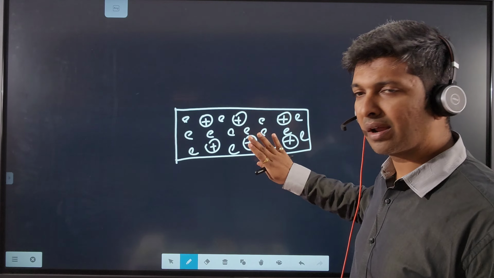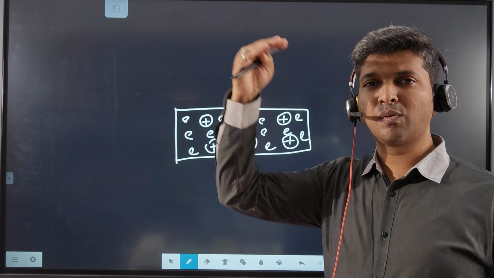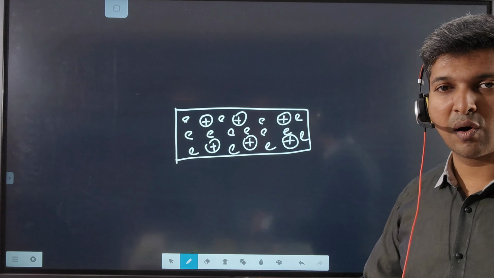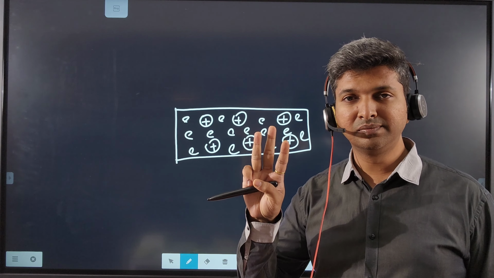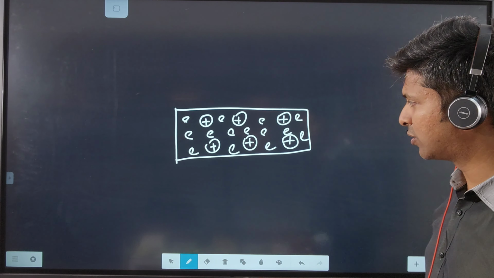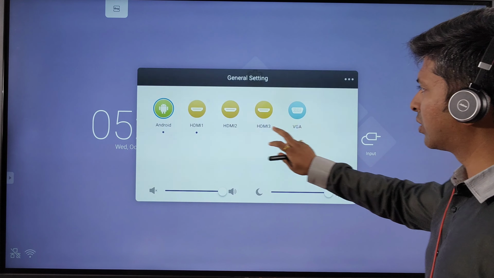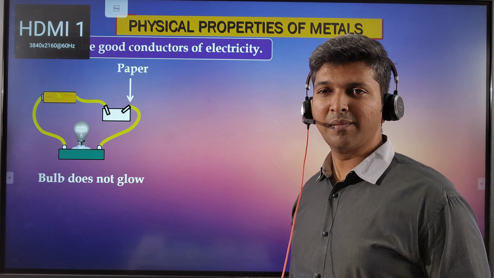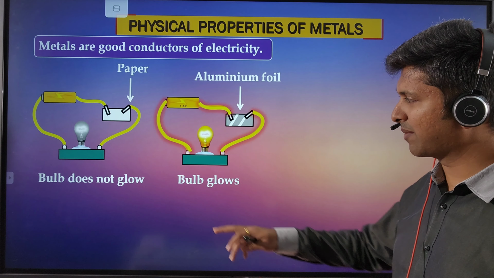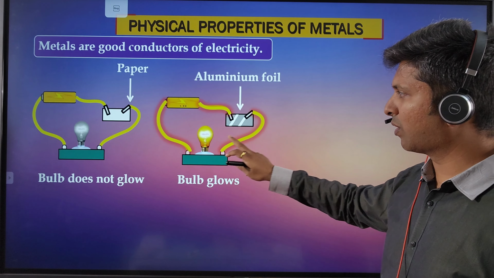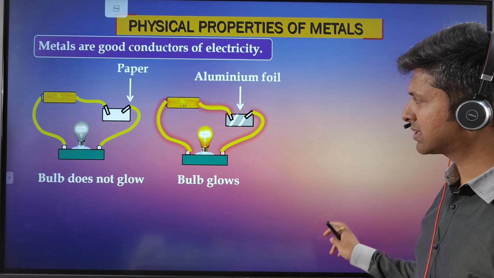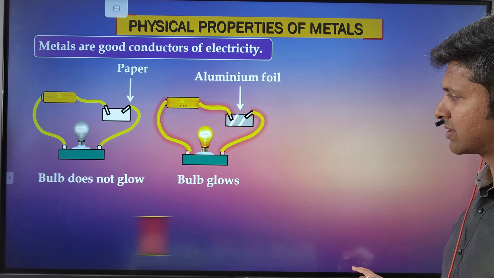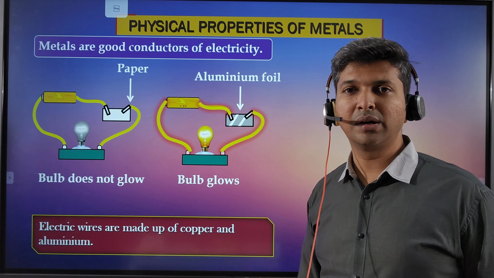And if you rub these metals, they will start shining. These electrons will move to the excited state and they will start shining. So the free electrons are the reason for conduction of heat, conduction of electricity, and luster. Luster is the ability to shine. Coming back to the PPT, the first property is that they are good conductors of electricity. You can see that with paper, the bulb will not glow because paper is a non-metal. Whereas if you take an aluminum foil, the bulb will glow, because aluminum foil is a good conductor of electricity. Silver is the best conductor of heat as well as electricity. Electric wires are made of copper or aluminum.